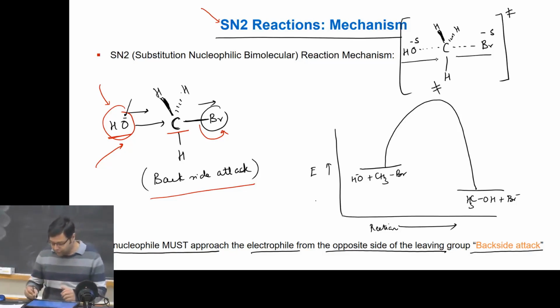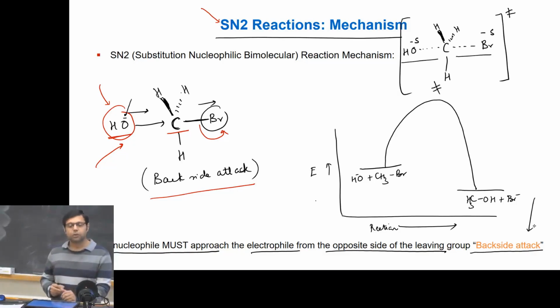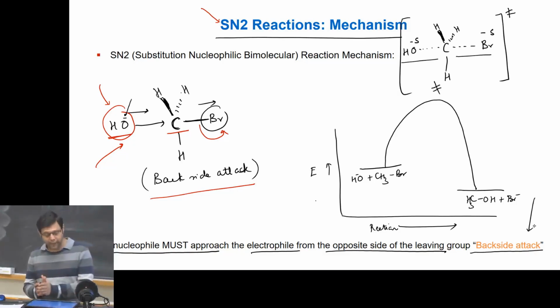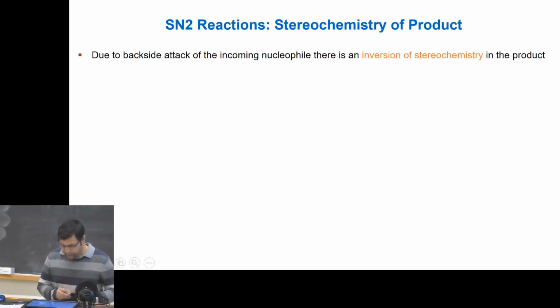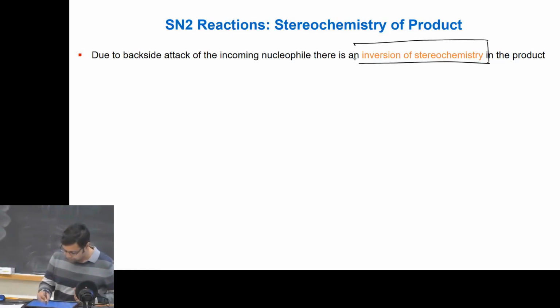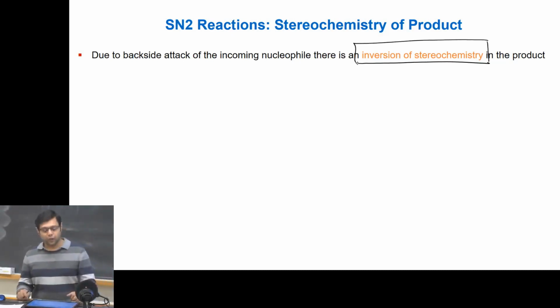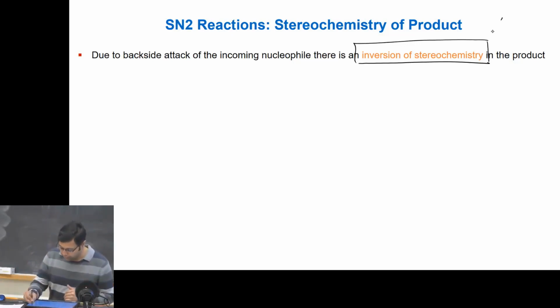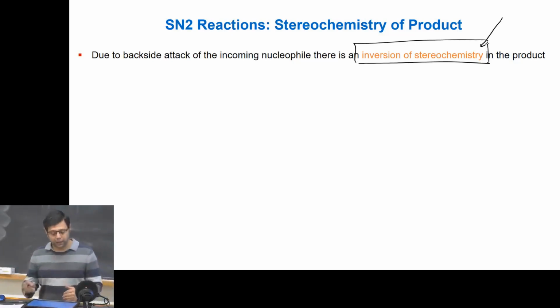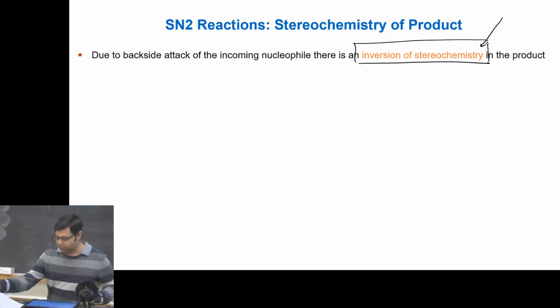Now let's go back to this backside attack. Due to this requirement of backside attack in an SN2 reaction, it results in inversion of stereochemistry. So let me show you with the help of an example what I mean by inversion of stereochemistry. Let's say I start off with this molecule.